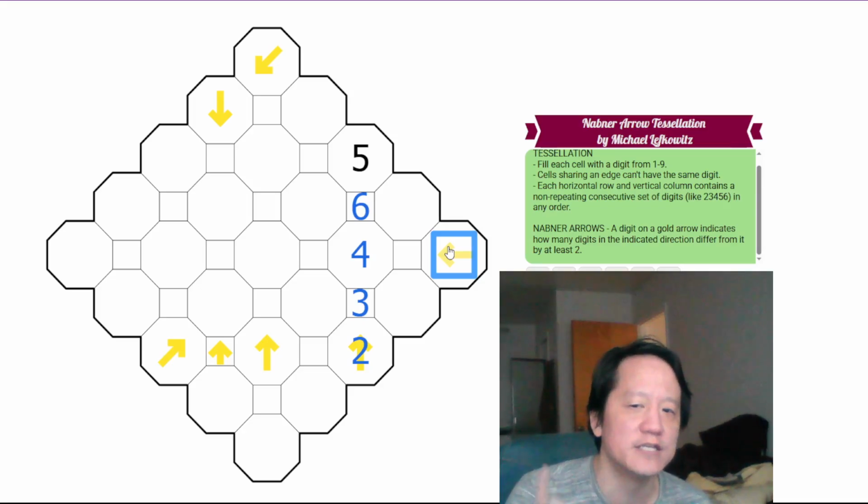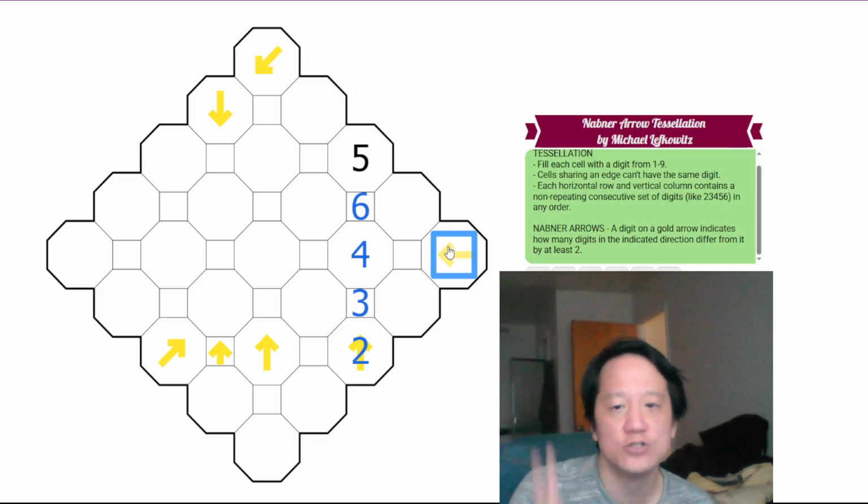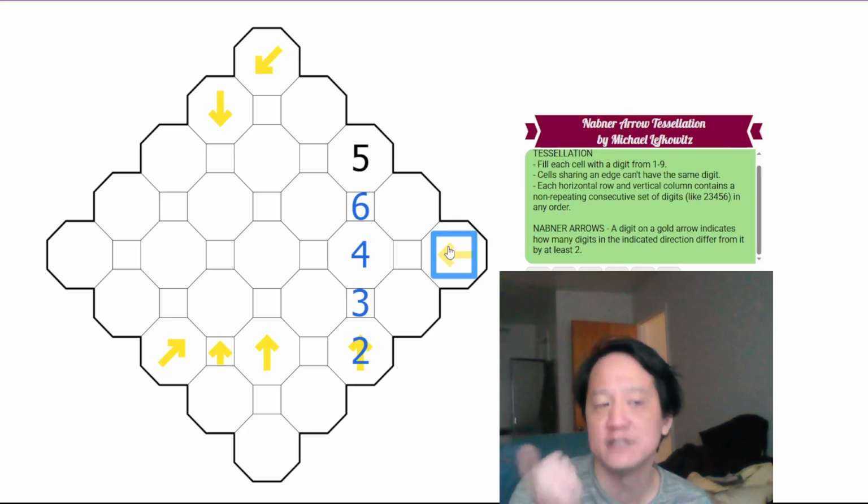Now we also have Nabner arrows, where a digit on a gold arrow indicates how many digits in the indicated direction differ from it by at least 2, which means it can't be consecutive with it, right?